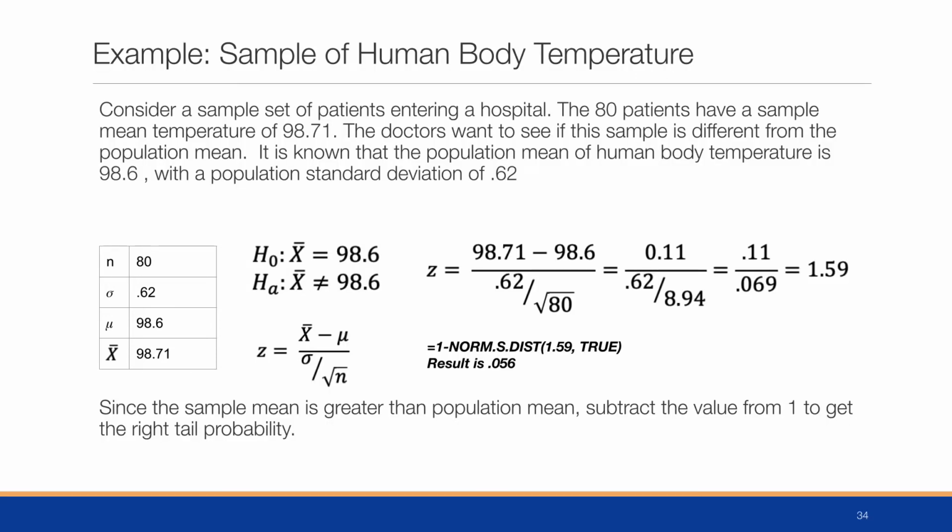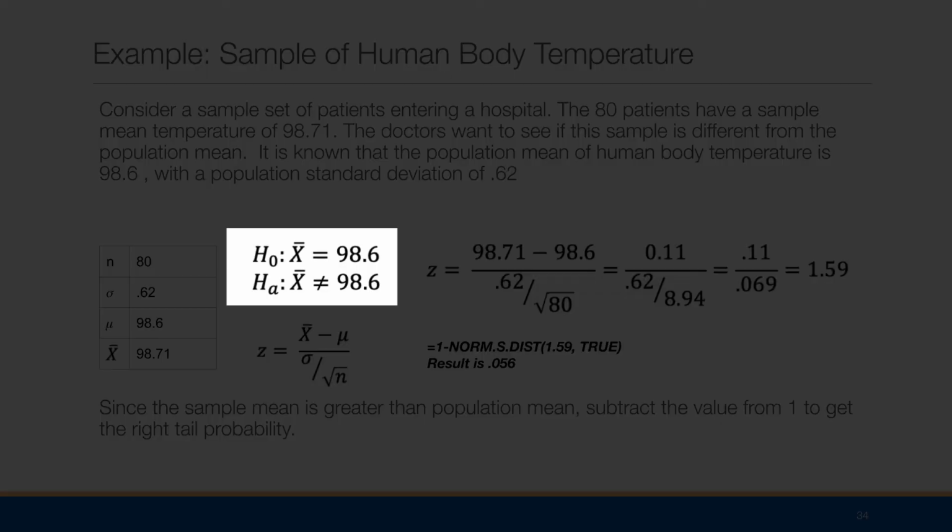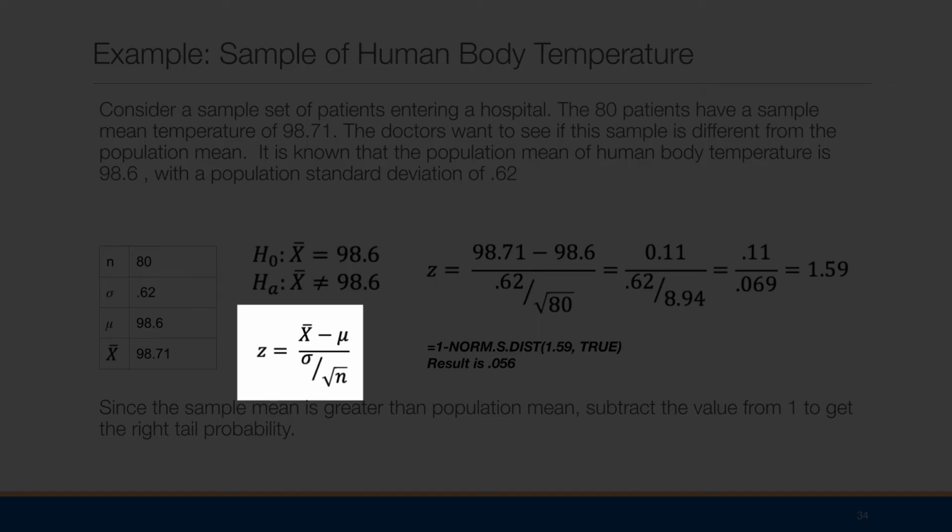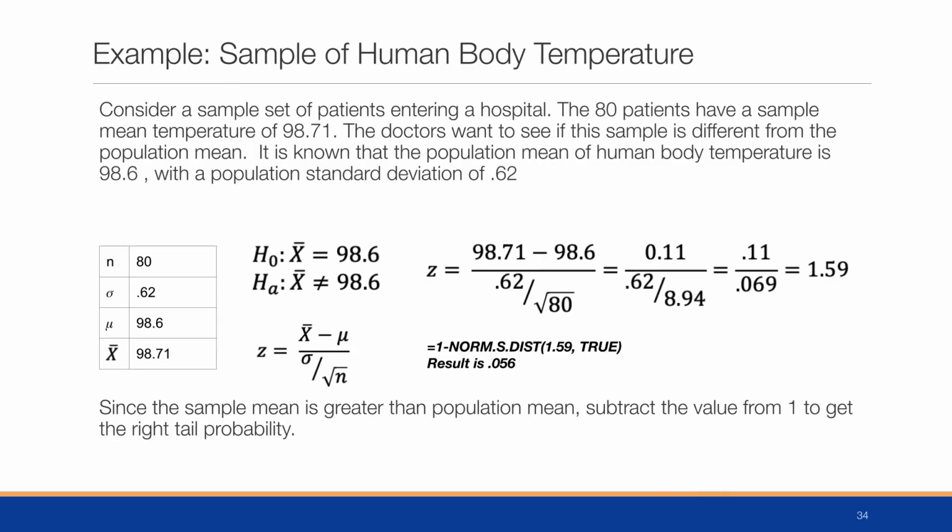We set up our null and our alternative hypothesis. Again, x bar is equal to 98.6. X bar is not equal to 98.6. Remember, our z formula is x bar minus mu over sigma divided by the square root of n. We plug in our numbers over here, and we end up with a z-value of 1.59. We'll take that 1.59 and we'll put it into the norm.s.dist. Since the sample mean is greater than the population mean, we're going to subtract the value from 1 to get that right tail probability, and we get a result of 0.056.